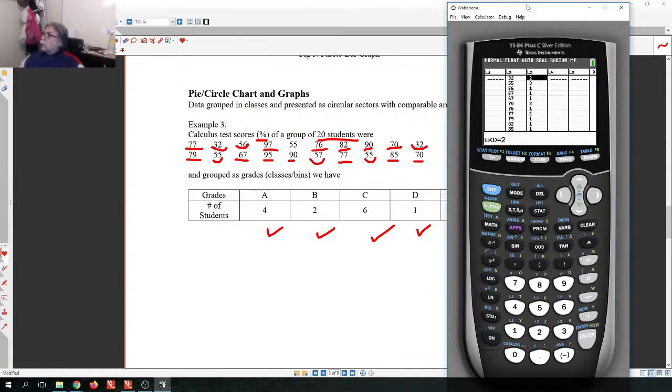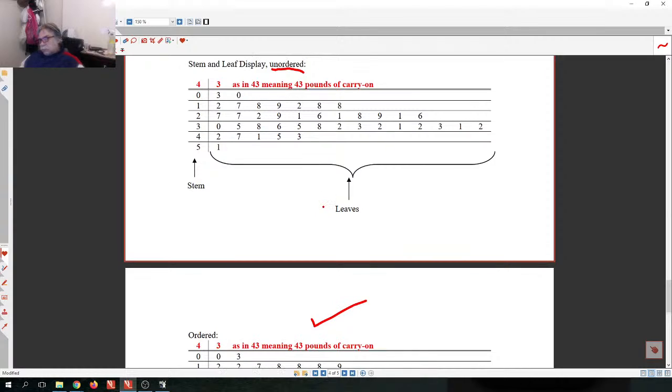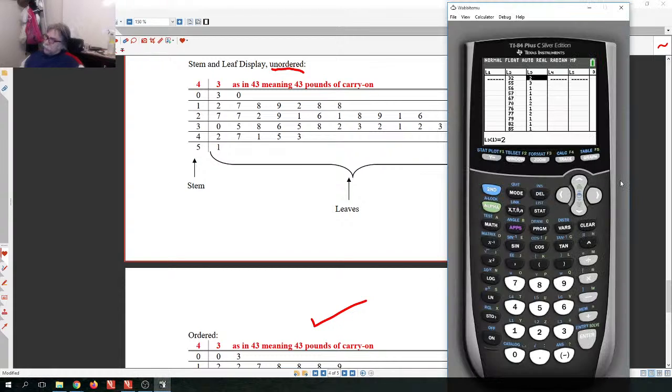Again, I'm giving you some idea that this is definitely going to be an easier way to sort than using a stem and leaf display. Of course, you can use a stem and leaf display for sorting, but it's nicer to have a calculator. You can also use Microsoft Excel for sorting.